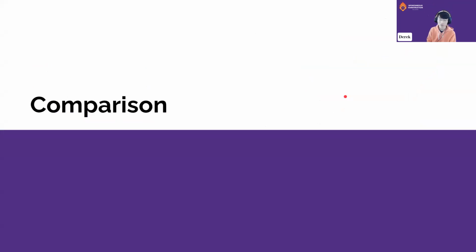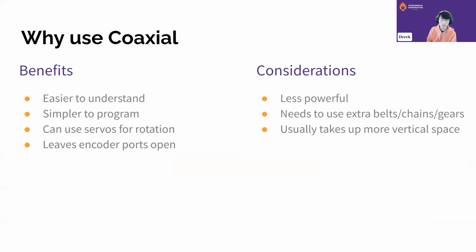Now for some comparison between the two. So why would you use coaxial? Well, the benefits are that they are easier to understand and simpler to program. This is due to the fact that the two motors are separate from each other, as one rotates the wheel and one does rotation of the whole pod. And you can also use servos for rotation, which allows DC motors to be used for other subsystems, and it also leaves encoder ports open for other things such as odometry.